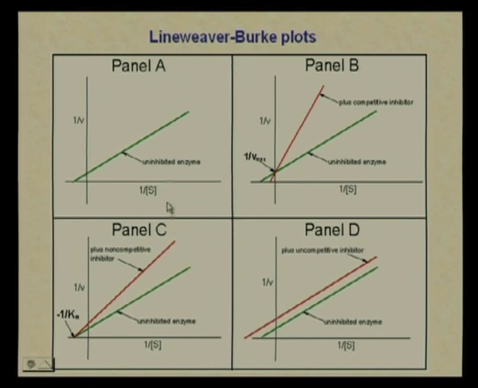So, straight away from the Lineweaver-Burk plots, what can you say? You can say whether you have an uninhibited enzyme. What is this? A competitive inhibitor. What is this? A non-competitive inhibitor. What is this? An uncompetitive inhibitor.